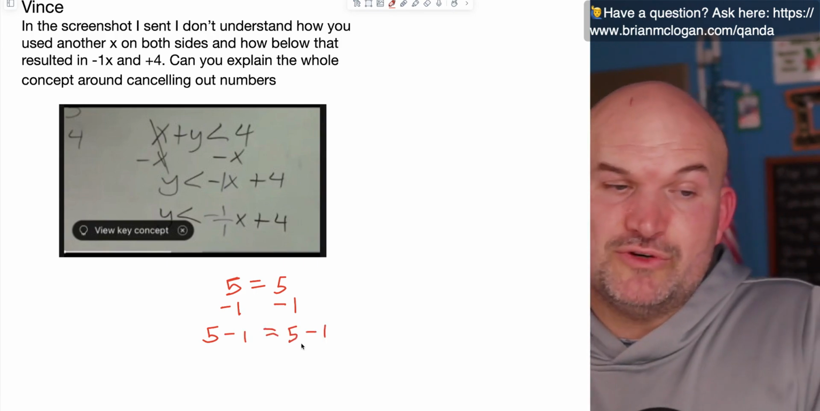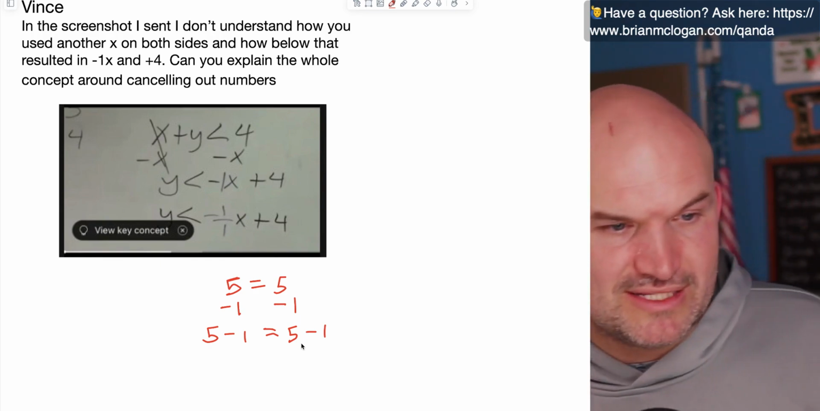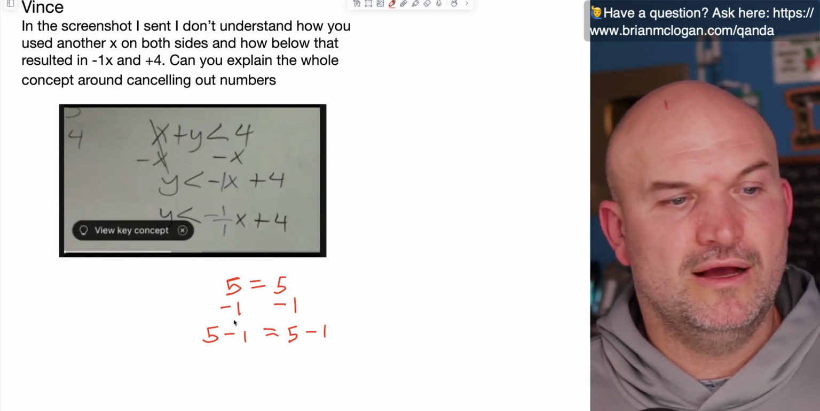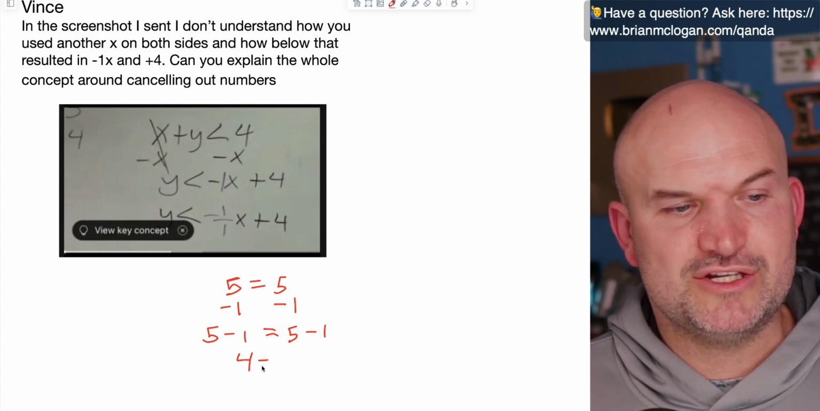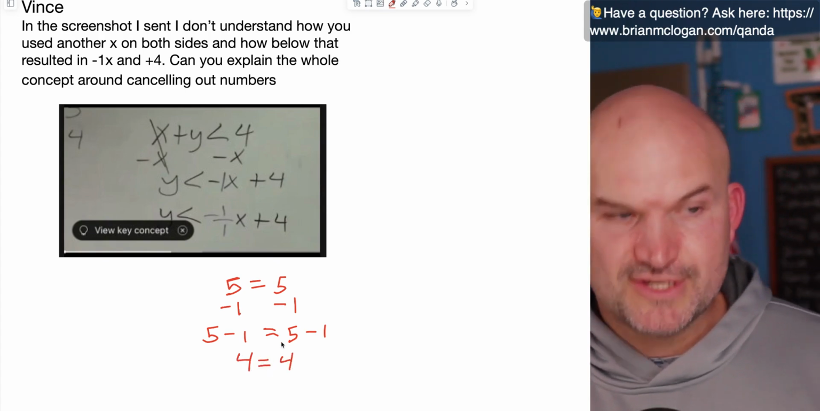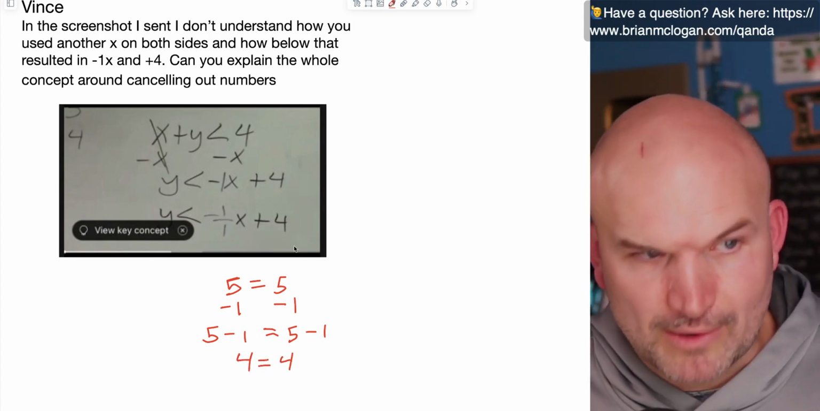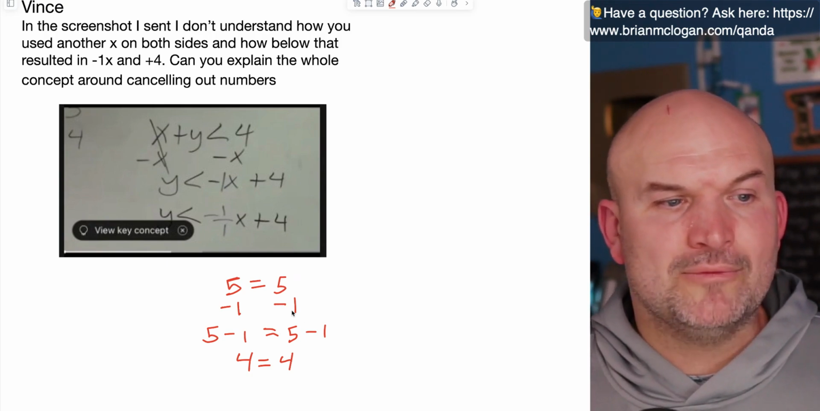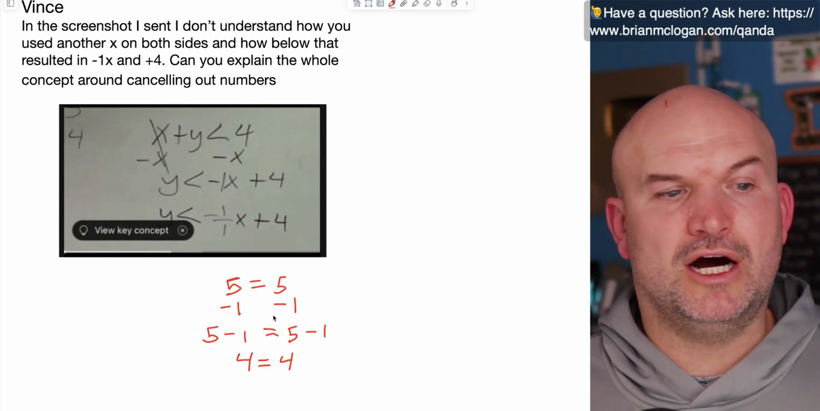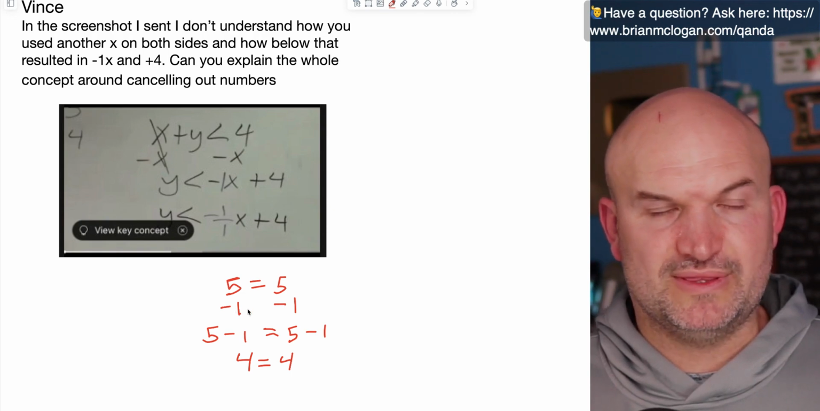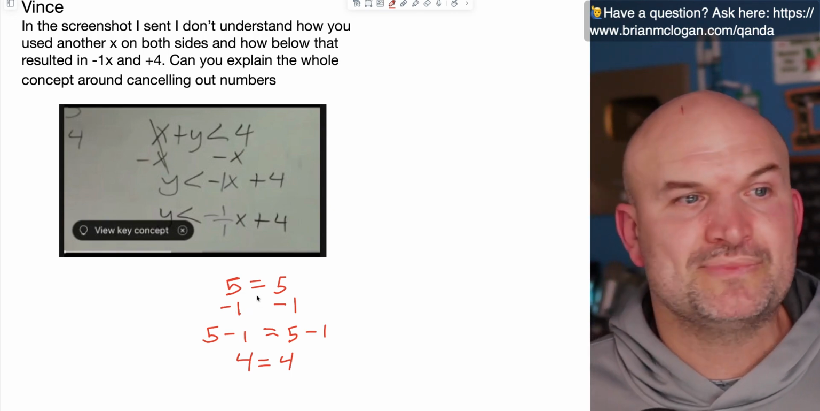Now again, as long as I'm doing the same operation to the left side and to the right side, that is our property of equality, then I'm still going to have an equation that is true. So 4 is going to equal 4. Now, there's a couple things that we need to understand. That's why I'm doing things on both sides of the equation.